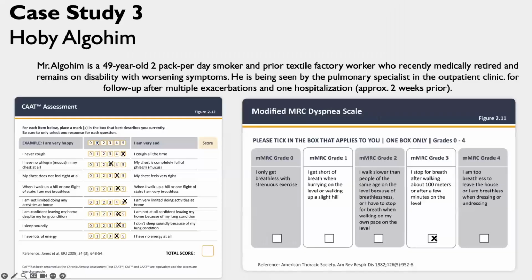This is Mr. Algohim. So immediately you notice we have two potentially significant risk factors. Let's look. He's 49 years old, but he's a 2-pack per day smoker, and he has an occupational exposure here. He's worked at a textile factory, and he's recently medically retired, remains on disability now, mind you, at 49 with worsening symptoms. He's being seen by the pulmonary specialist in the outpatient clinic for follow-up after multiple exacerbations, and he was hospitalized about 2 weeks ago.